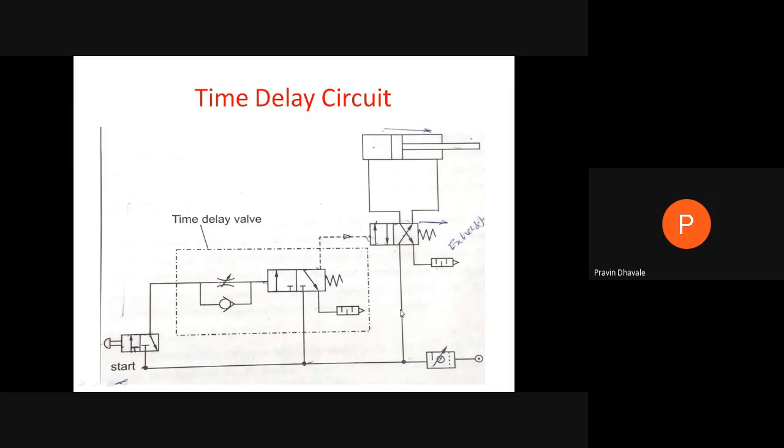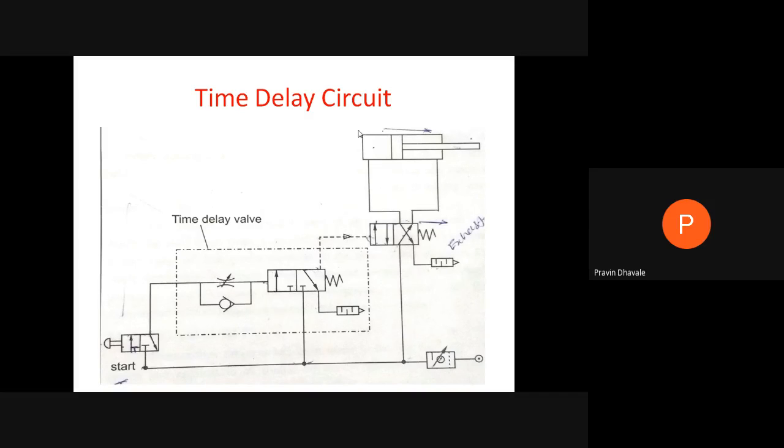That air is now passed to this 4 by 2 direction control valve, where that compressed air is passed on the right hand side of the piston. Because of that, the piston will be moved toward the left hand side. Whatever air is present on the left hand side of the piston will be coming out from this port and thrown out to the atmosphere. So retraction of the piston is to be carried out.